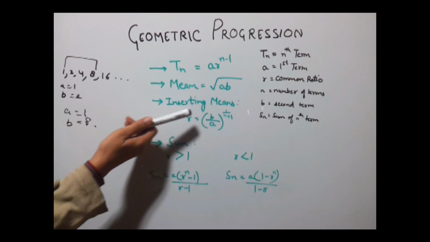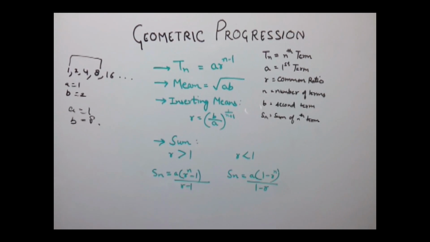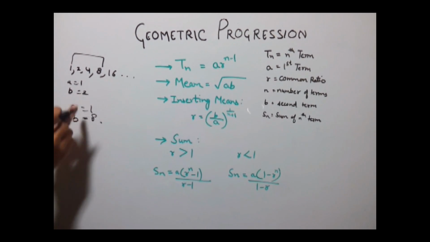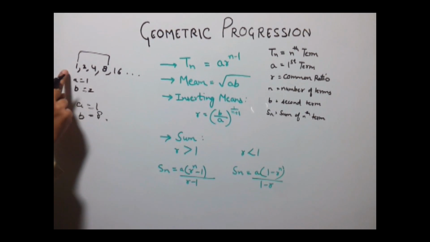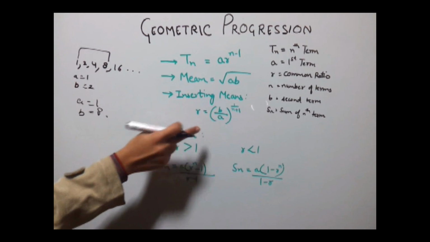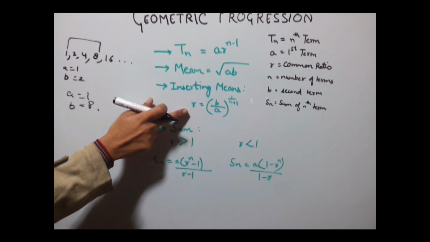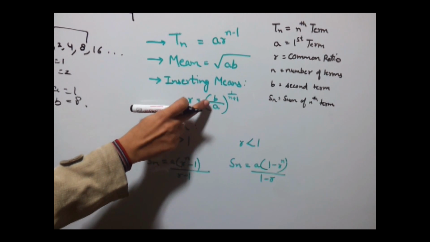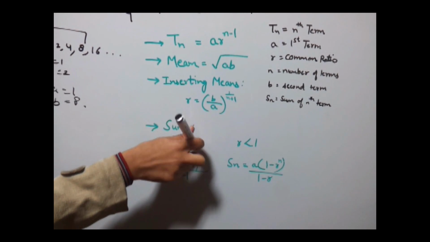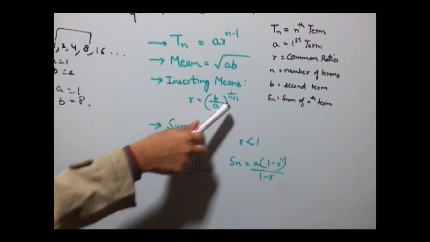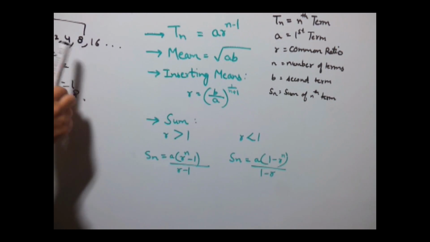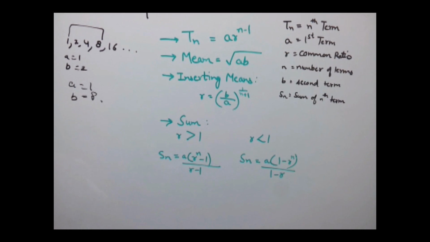Third point, inserting means. If you need to insert means between any two terms, that is, if you need to insert means between 1 and 2, then you can use this formula where r is the mean which you are inserting, which is equal to b divided by a, to the power 1 divided by n plus 1. Here b is the second term and a is the first term.